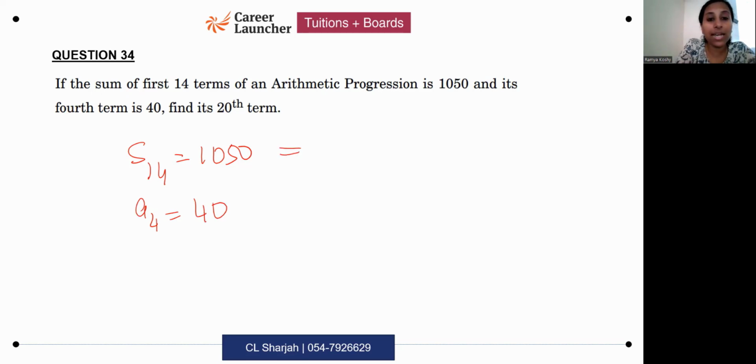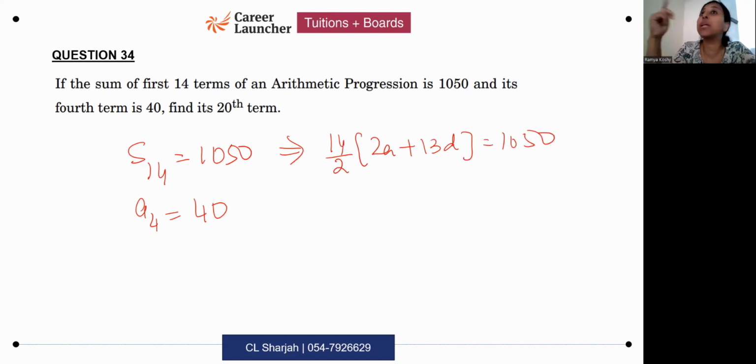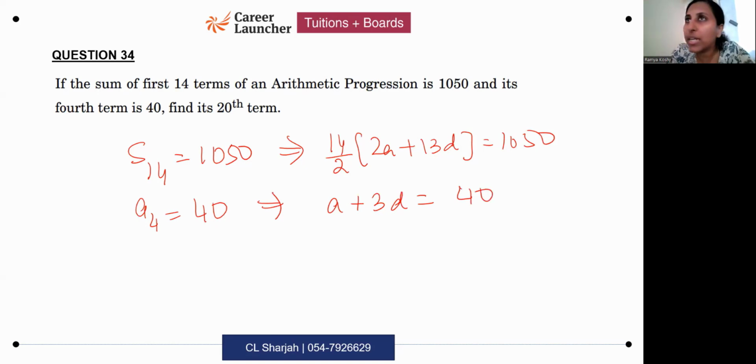Okay. So over here S14 is 1050 means what? Yes, 2A plus 13D is 1050. Form a linear equation. You rearrange, form a linear equation. Here what do you do? A plus 3D is 40. You get two linear equations here, no? So read the question carefully. What is the condition given? Form the two linear equations, solve for A and D. Once you get A and D, you will get this term easily.